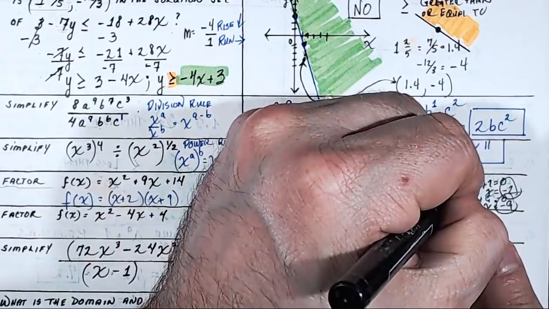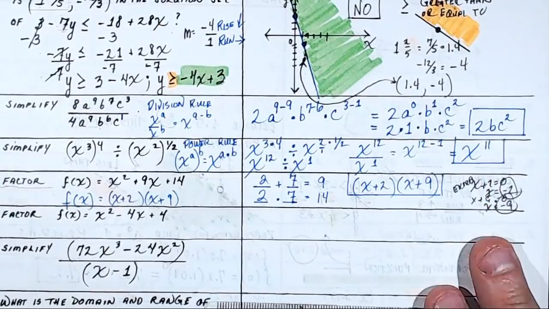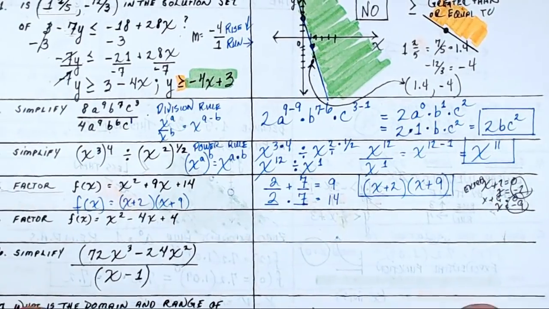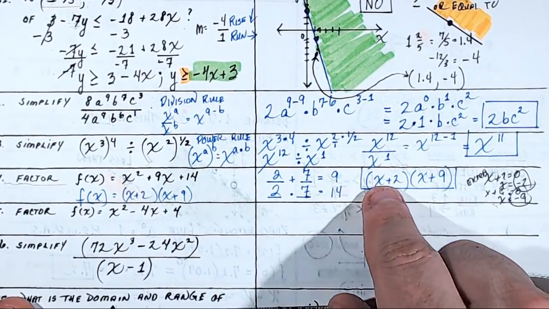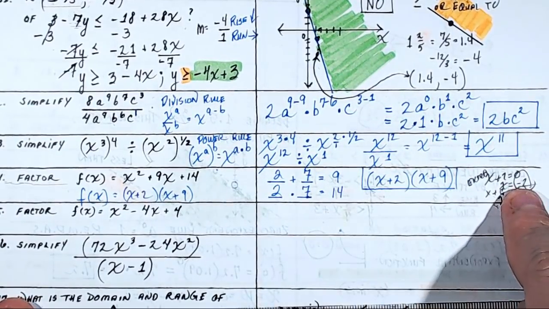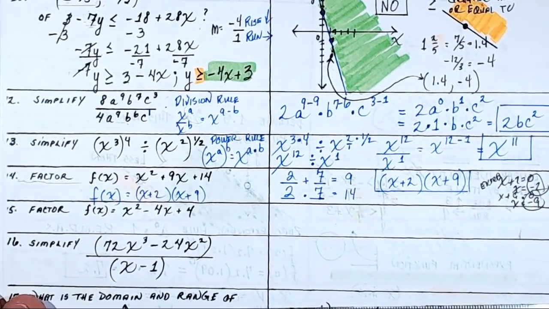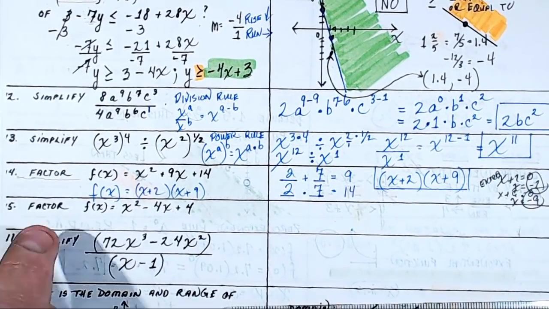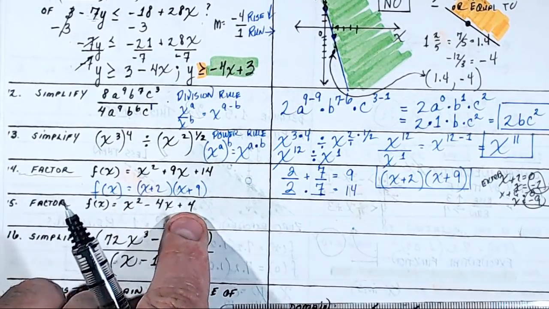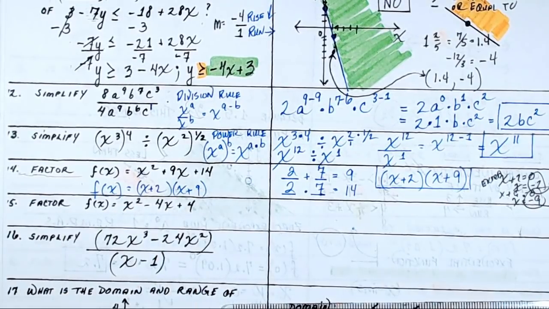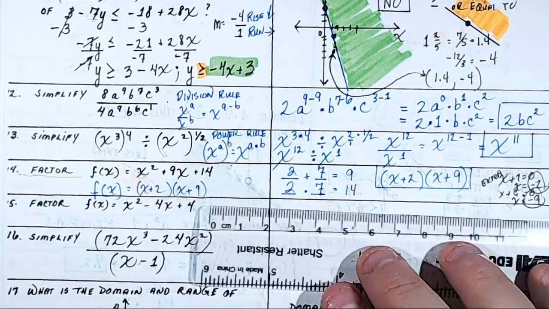Now that's extra. That's a bonus. You don't need that right now for this problem. This is what you need. But just so you know, you can always go from factors to solutions real quickly. Okay, number 15. Factor f of x equals x squared minus 4x plus 4. All right, so there is nothing different here. We're just going to play our little game.